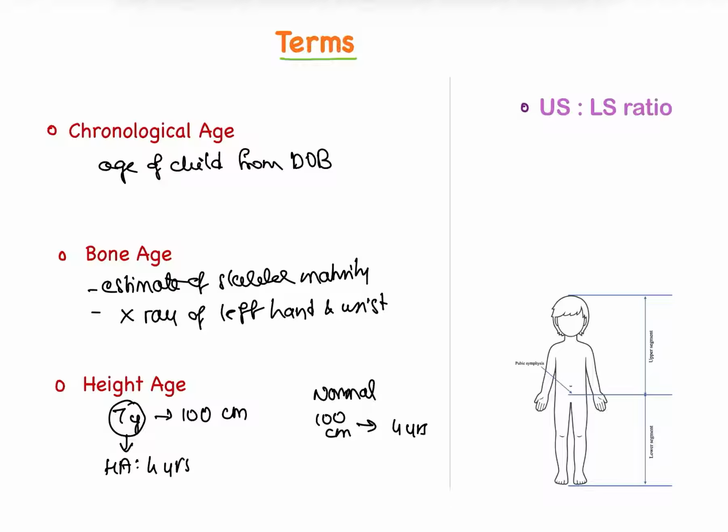Upper segment lower segment ratio. The part of the body above the pubic symphysis is known as upper segment and below it is known as lower segment. This ratio is important to determine whether the short stature is proportionate or disproportionate. Upper segment lower segment ratio is 1.7 at birth, 1 at 10 years, 0.9 in adults.